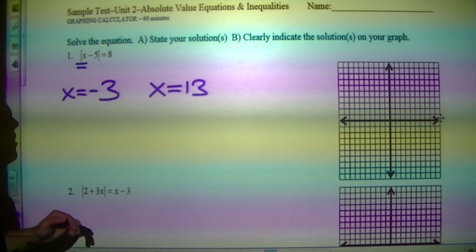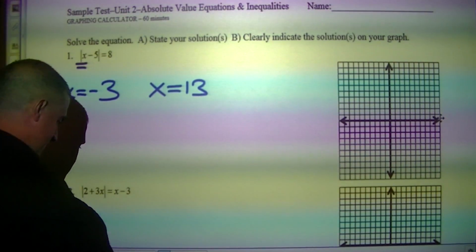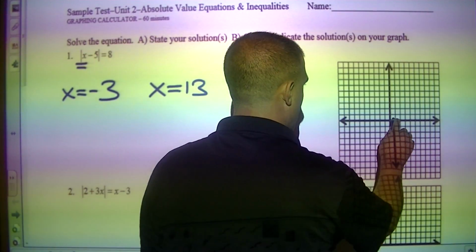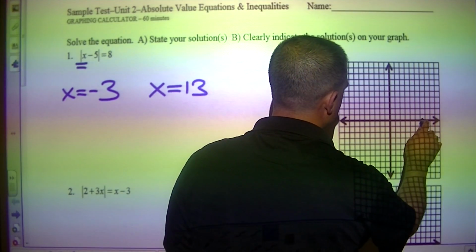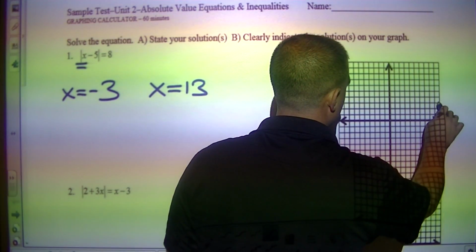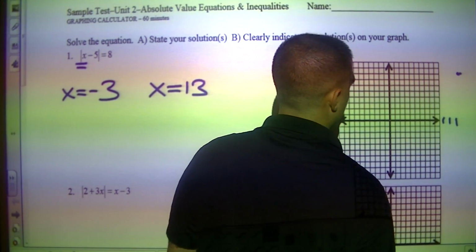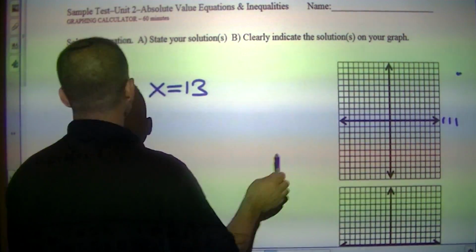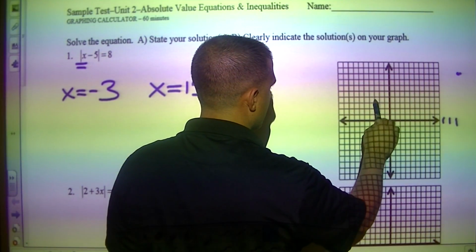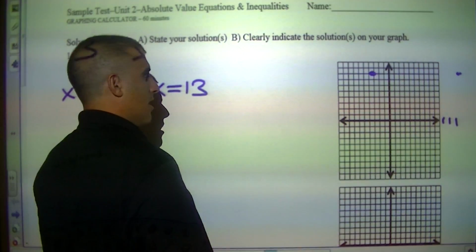Now, as far as doing it on the graph, as you can see, 13, 8. So what I want to do is 1, 2, 3, 4, 5, 6, 7, 8, 9, 10, 11, 12, 13. 1, 2, 3, 4, 5, 6, 7, 8. So I'm right here. Negative 3, 8. All right, so I'm 1, 2, 3, 1, 2, 3, 4, 5, 6, 7, 8.